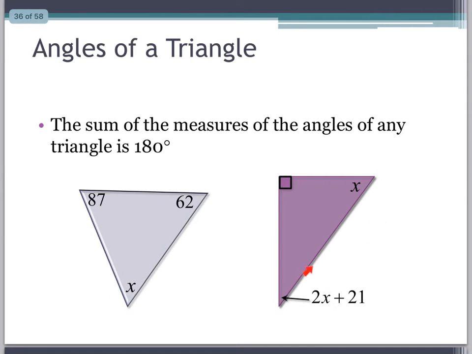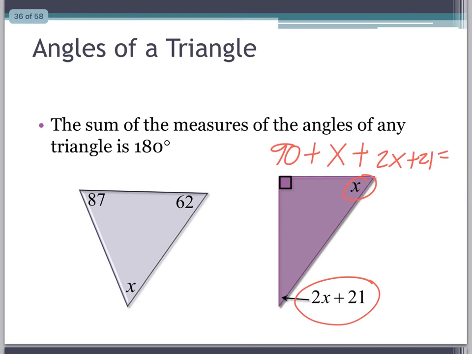Or, these are kind of fun. This is already 90. You know that, right? So like this one, you could say, well, 90 plus x plus 2x plus 21 equals 180. Right? You could do that. That would be a math problem that I might throw at you. Or like over here, you could say 87 plus 62 plus x equals 180. And you have to solve for that x. Yes, you'll get to see those. Those are fun.